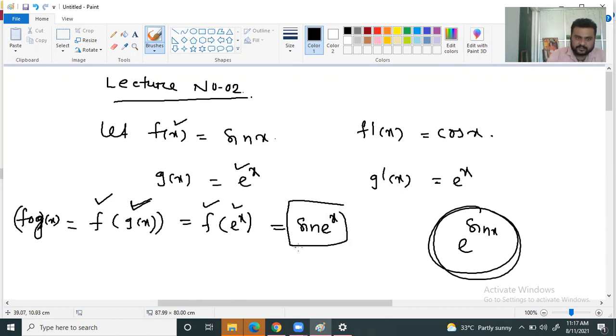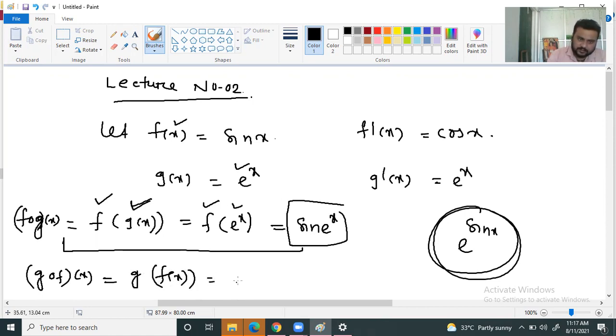This is f o g x. Similarly, we can find g o f of x, which is g of f of x. f of x is given as sin x; now replace x by sin x in g of x equal to e to the power x, so e to the power sin x, right? If the function f of x or g of x is given, then we can evaluate its derivative. But if the composite function is given, how can we find it?